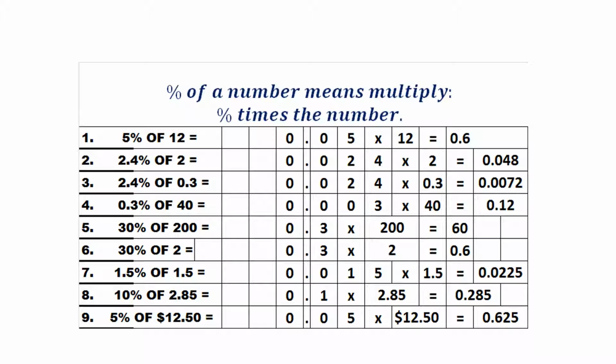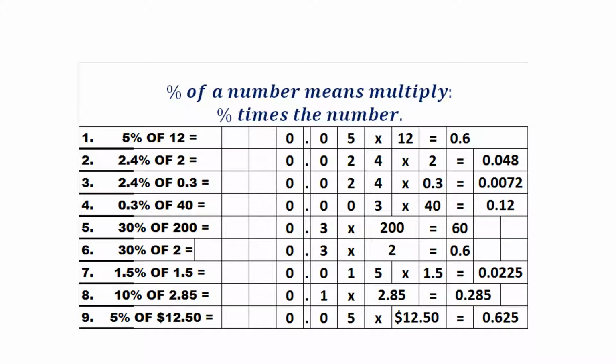0.024 times 0.3. What's 3 times 24? 72. There are 4 digits to the right. Start on your right, come back left. That's 0.0072. You got 0.003 times 40. What's 3 times 40? 120. How many digits are to your right? 3. So 120, you come back 3. You got 0.120, but you don't need to write the 0.